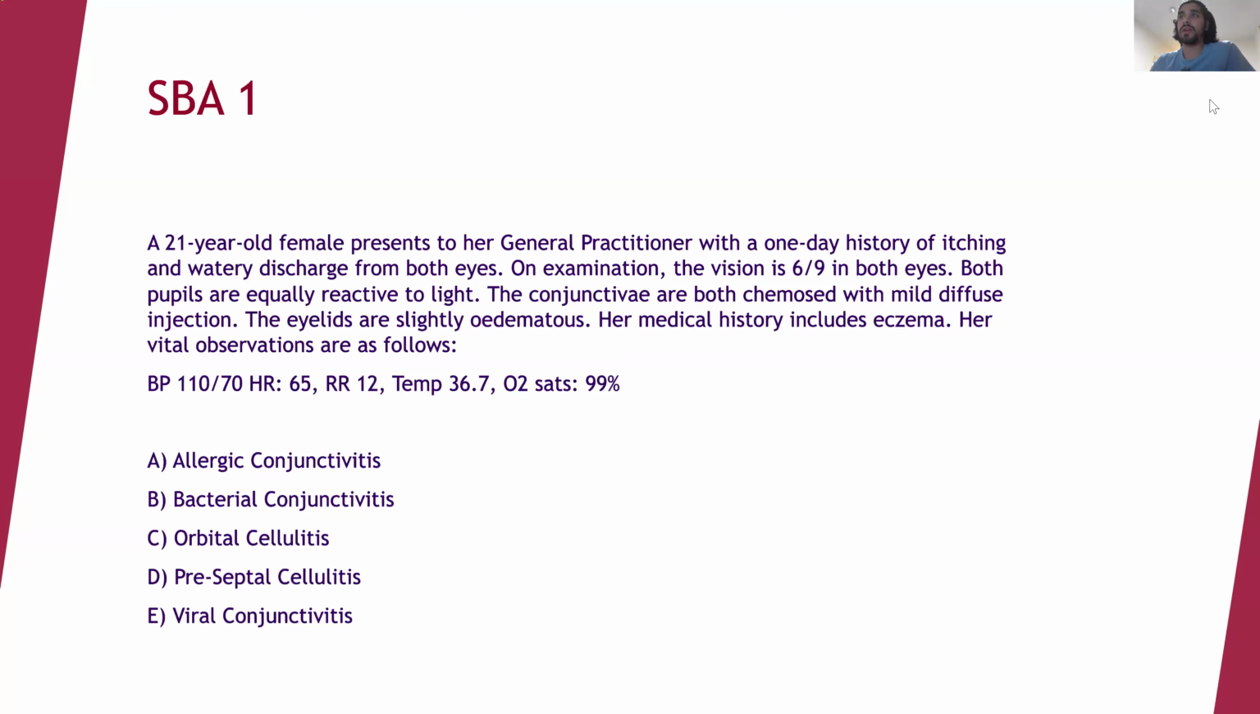Okay, so we got our first SBA. A 21-year-old female presents to her GP with a one-day history of itching and watery discharge from both eyes. On examination, the vision is 6 out of 9 in both eyes. Both pupils are equally reactive to light. The conjunctivae are both chemotic with mild diffuse injection. The eyelids are slightly edematous. Her medical history includes eczema. Her vital observations are as follows. So I can give you guys a few minutes, well, like 30 seconds, to think of an answer. And if you're watching it, you can pause it and come up with an answer.